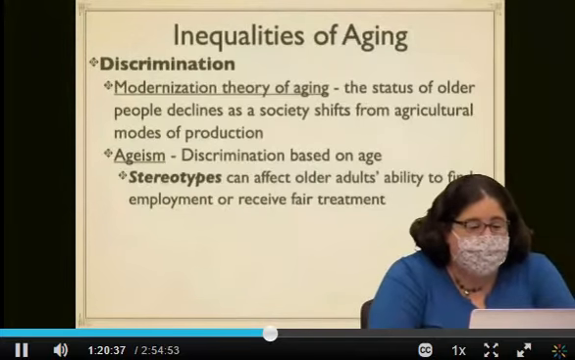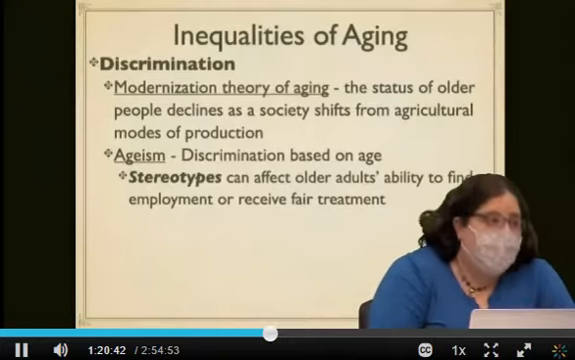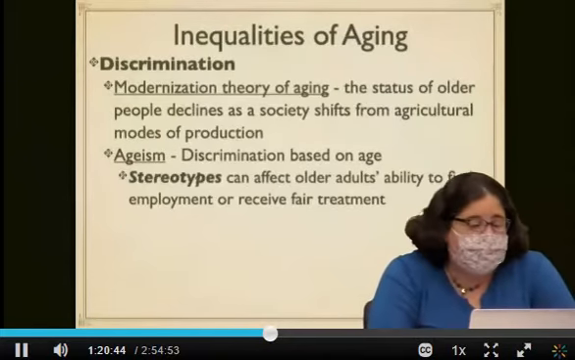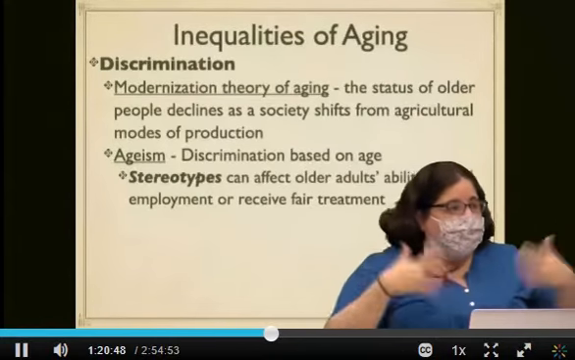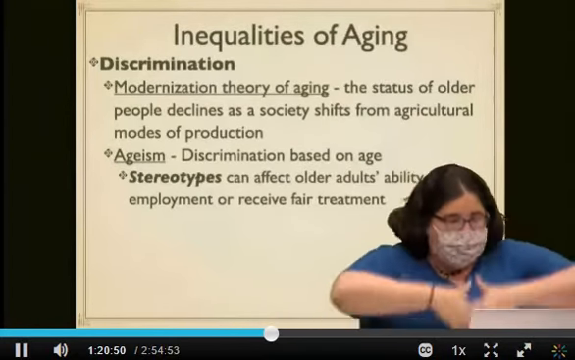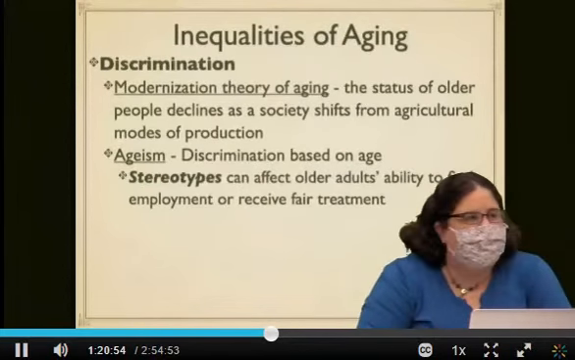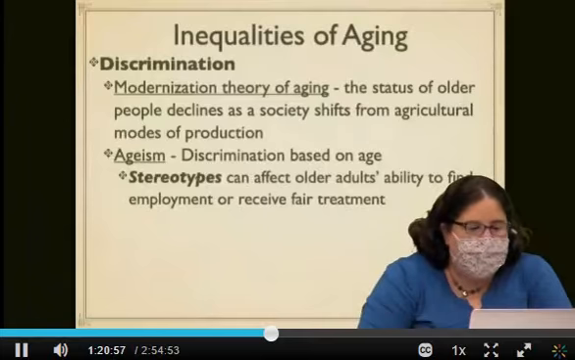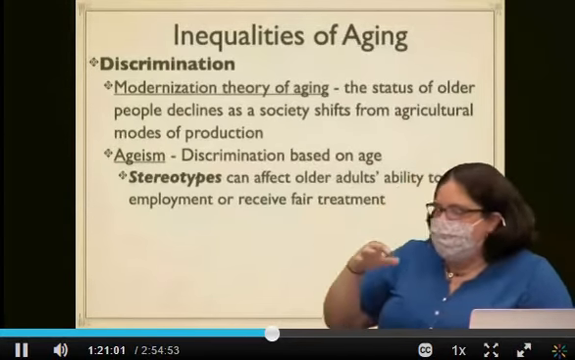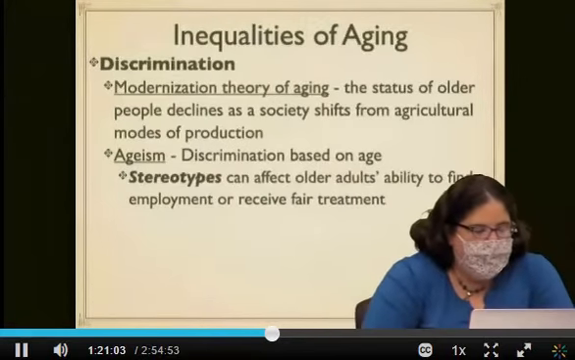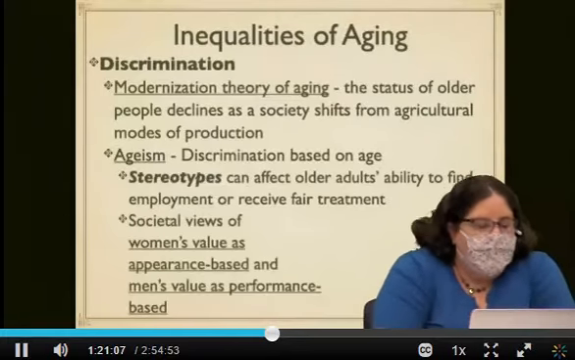Stereotypes can affect older adults' ability to find employment or receive fair treatment, even with laws that are meant to protect those things. Age-related discrimination is included and forbidden in equal opportunity employment laws, but that doesn't mean that it doesn't happen. Everybody knows the episode of The Office where Creed dyes his hair black and tries to pretend he's 30 years old or whatever. And we all know that doesn't necessarily work.